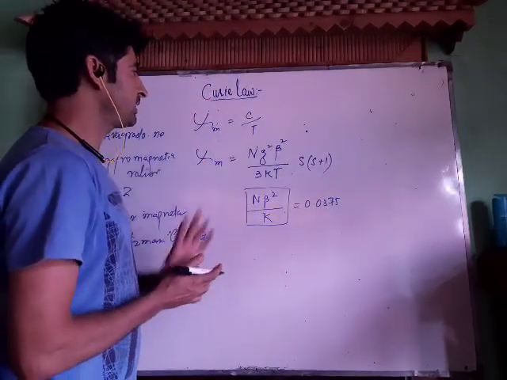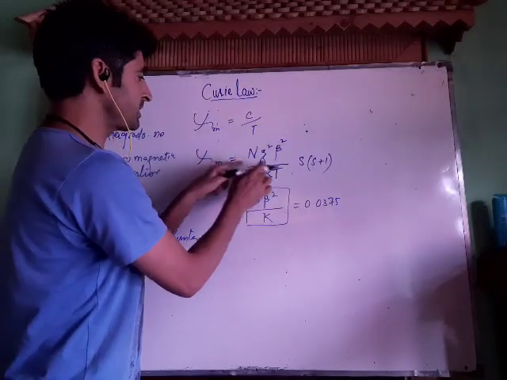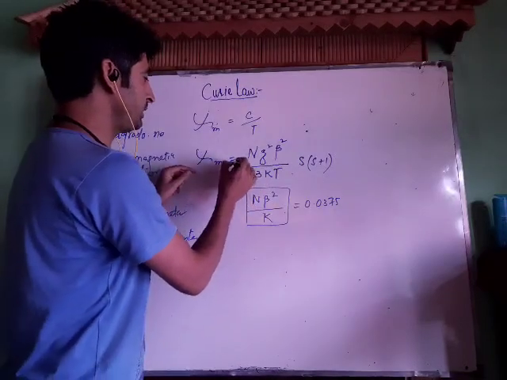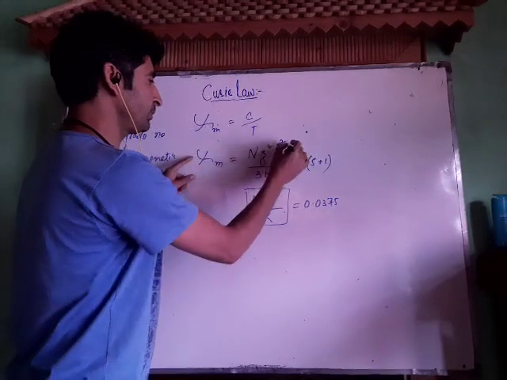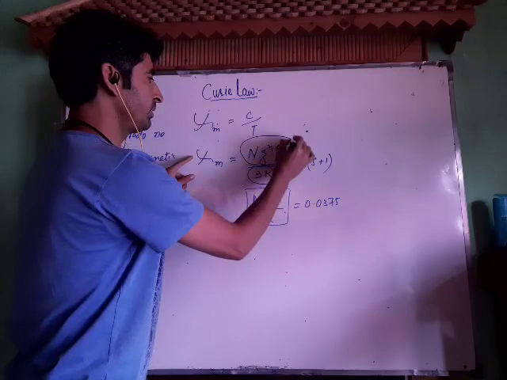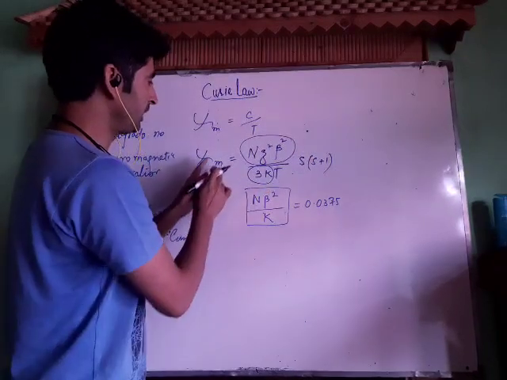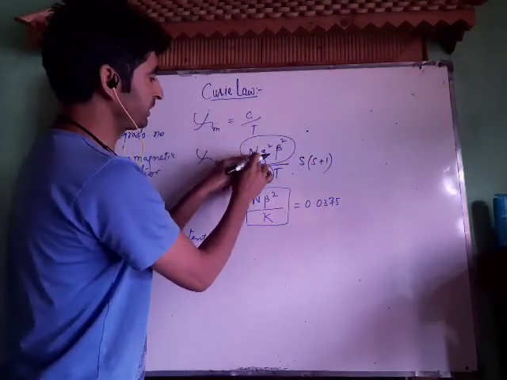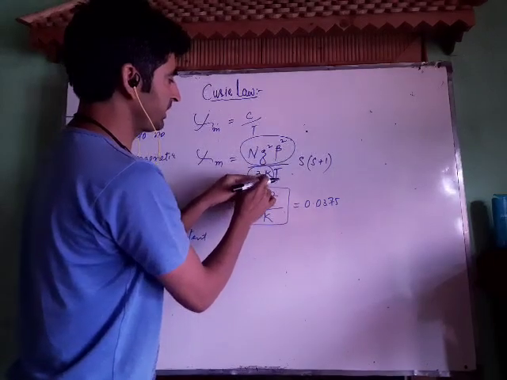If we correlate this equation with this, now chi-m is proportional to 1 by T, means chi-m is inversely proportional to T. Then this thing will be equal to C, because C by T, where C is equal to N g² β² divided by 3K.